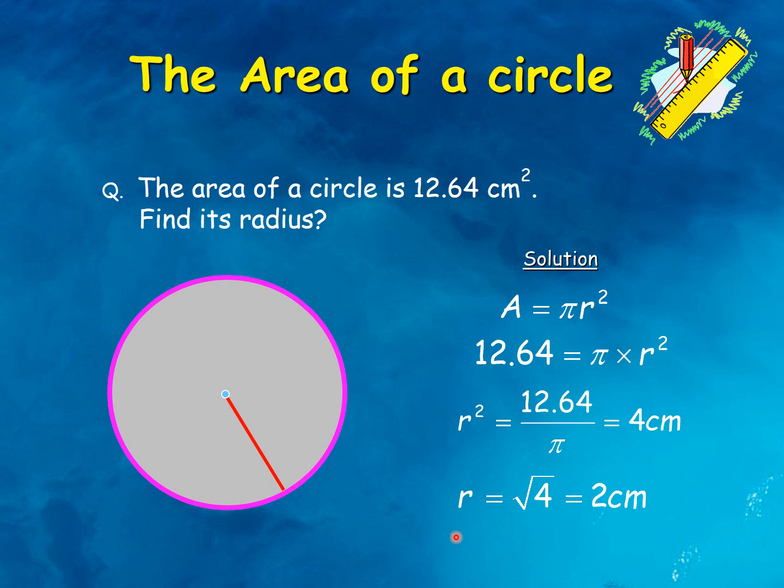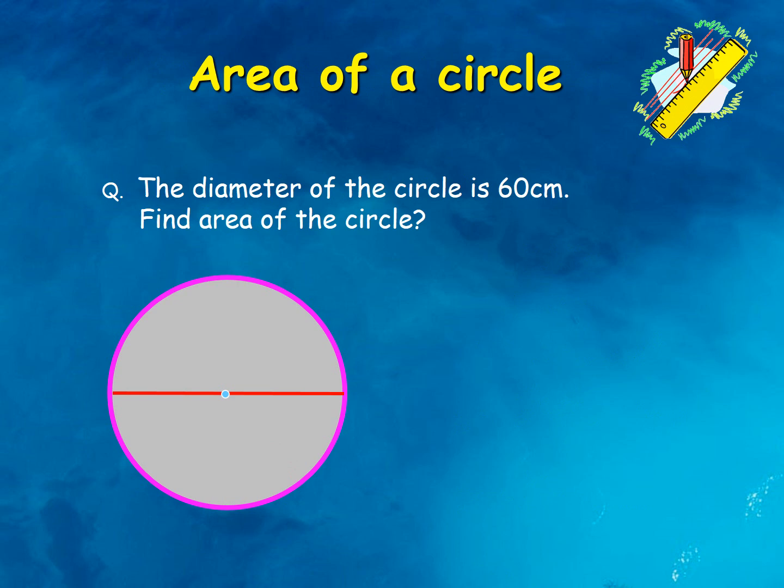So to find the radius, we'll take the square root. So root 4 equals 2 centimeter. That will be, the radius will be 2.